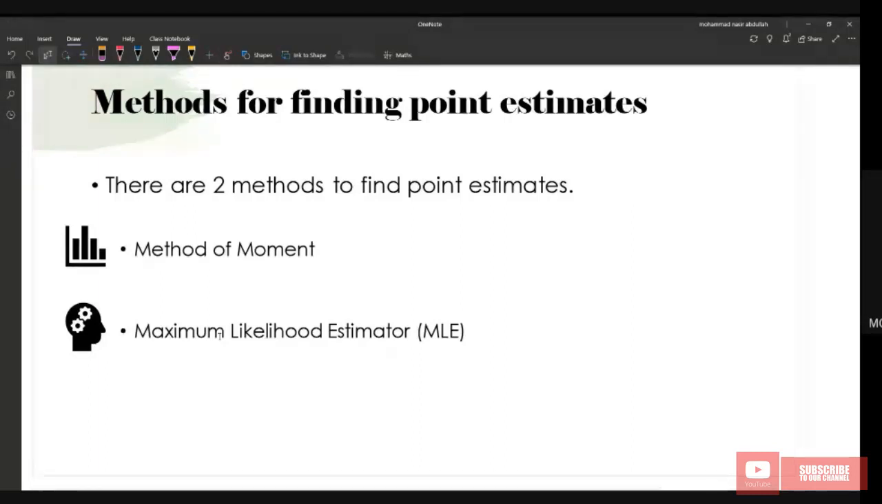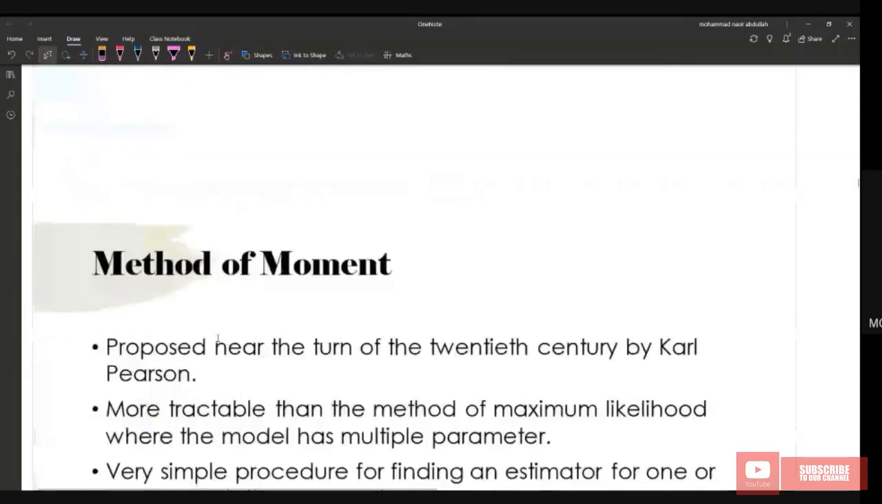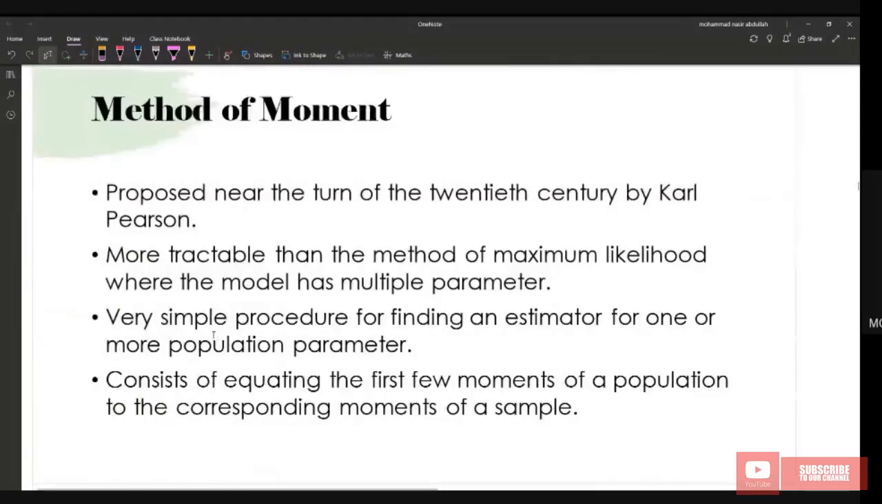The method of moments is an old method that is very useful and simple to calculate. And the method of maximum likelihood estimator is where we take the likelihood of each PDF and find the maximum value of the MLE. Right. So let's look at them one by one. The method of moments was proposed near the turn of the 20th century by Karl Pearson, the person who created the chi-square distribution. It is more tractable than the method of maximum likelihood where the model has multiple parameters.